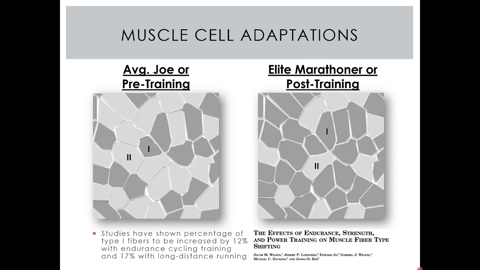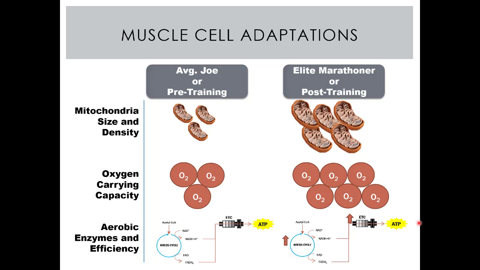Now, as I indicated towards the beginning of this lecture, the primary muscle adaptation to endurance training is mitochondrial biogenesis, which I emphasize not only describes an increased number of mitochondria per muscle cell, but also an increase in the size and density of individual mitochondria. And that is depicted here.